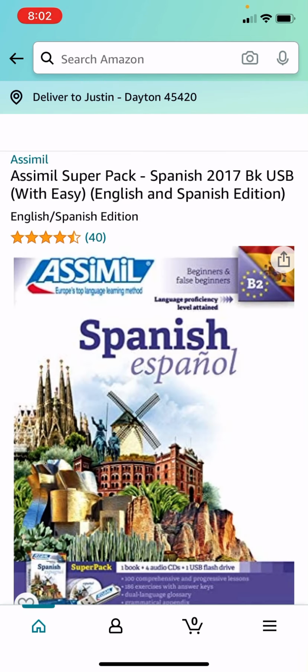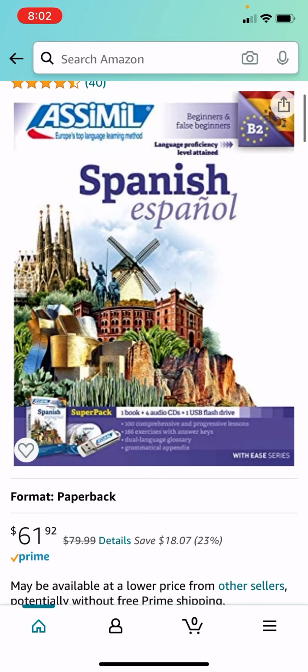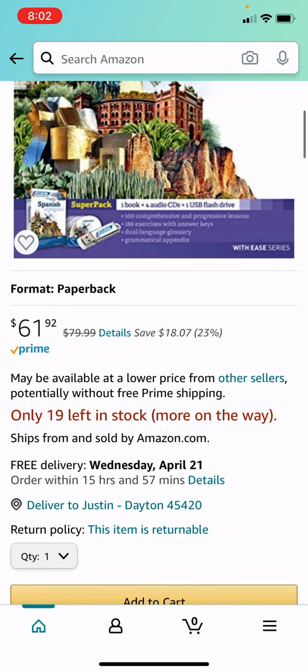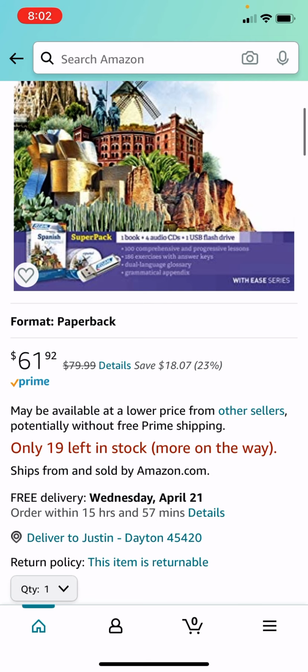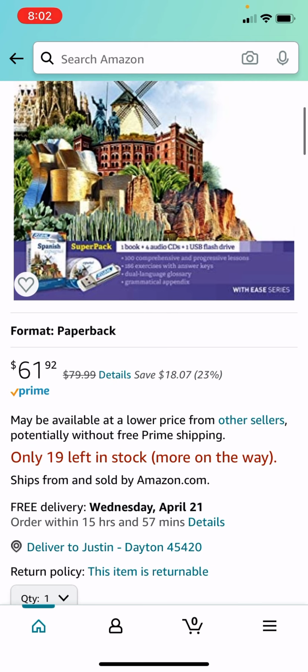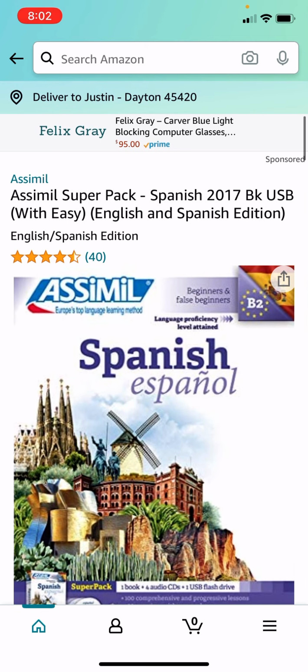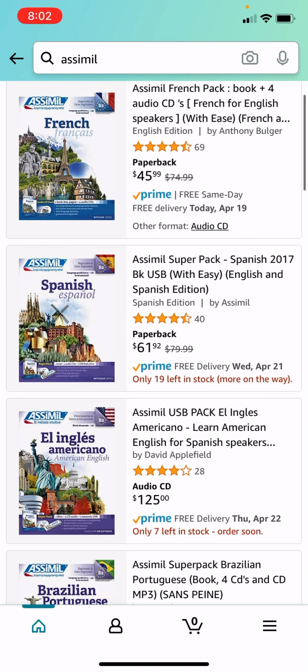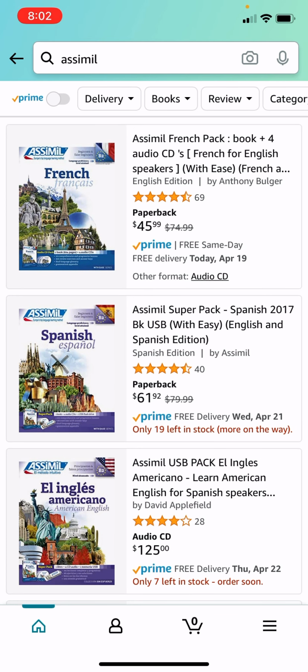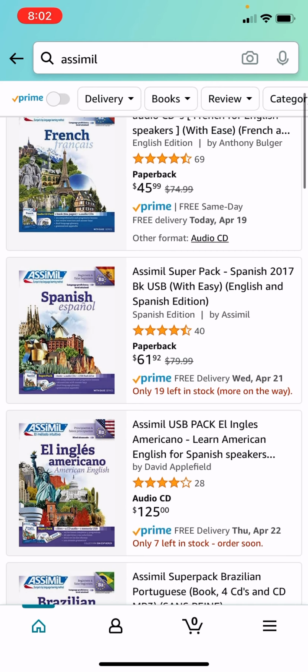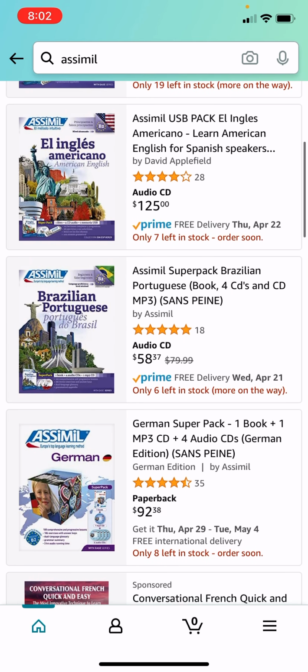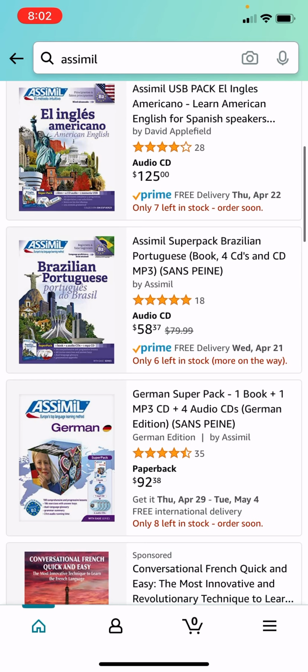And does this one come with the audio CDs? I'm not sure that it does. It says Super Pack, so one book plus 4 audio CDs. So it's a little bit more expensive, but you do get the same materials that you were getting with the French. So the French is only $45. The Spanish is $61. Brazilian Portuguese.